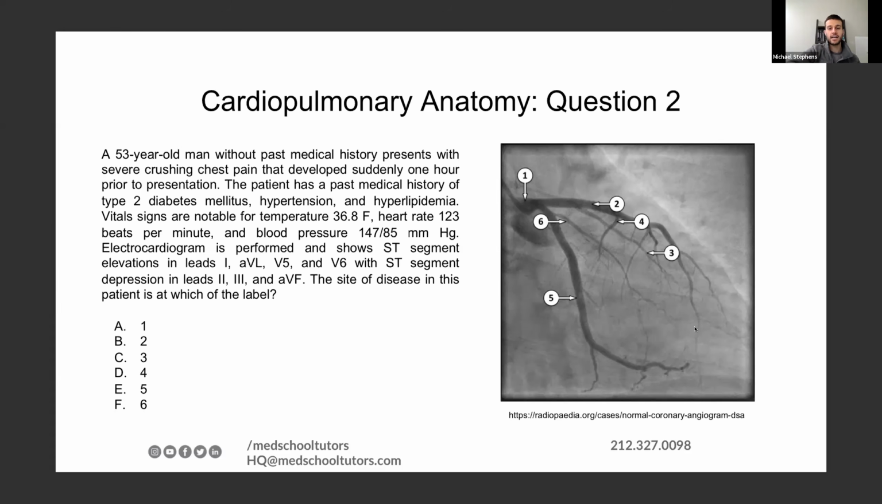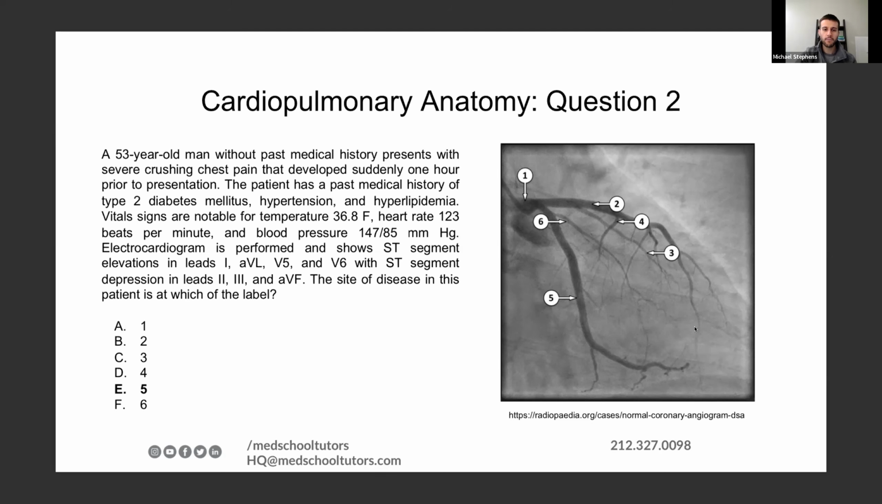And then the circumflex is actually wrapping around the side laterally. And so it looks like it's going straight down. It's actually going around. So great. The answer here happens to be 5. And this is a tough question. We're really pushing you guys a little bit to those higher level questions. But this is a good example of getting familiar with what coronary angiography looks like.